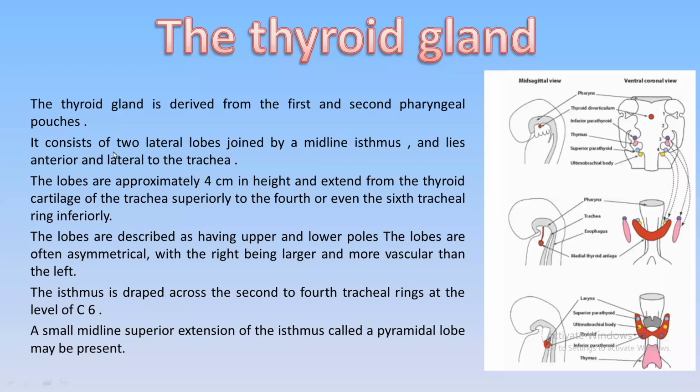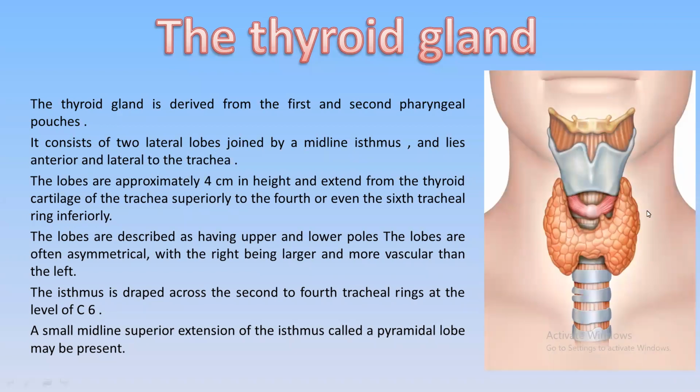It consists of two lateral lobes joined by an isthmus, and lies anterior and lateral to the trachea. The lobes are approximately 4 cm in height and extend from the thyroid cartilage superiorly to the fourth or even the sixth tracheal ring inferiorly. The lobes are described as having upper and lower poles. The lobes are often asymmetrical, with the right being larger and more vascular than the left.